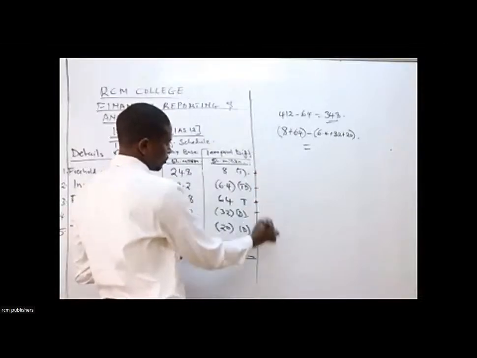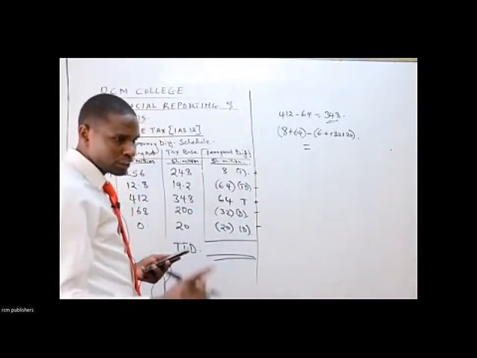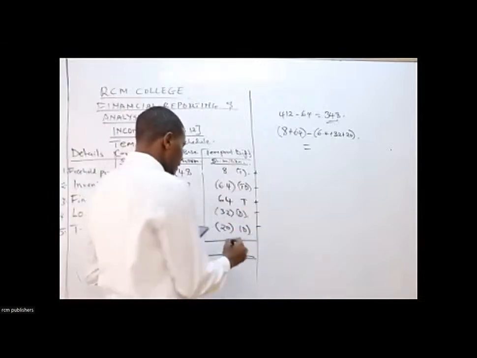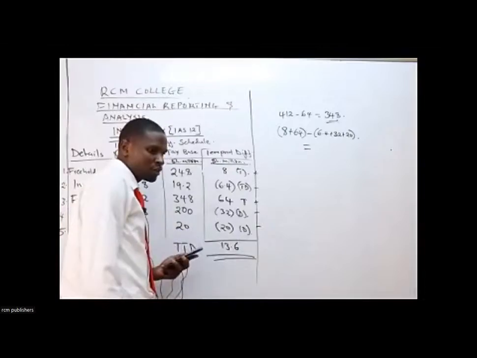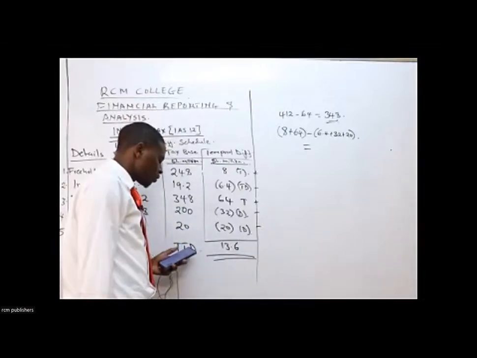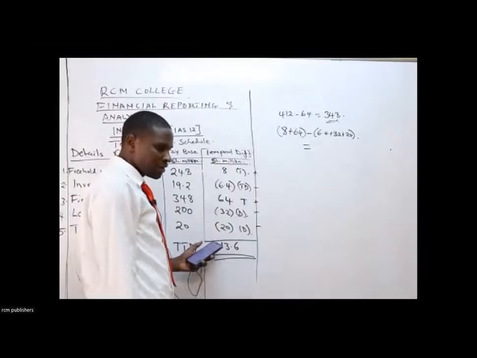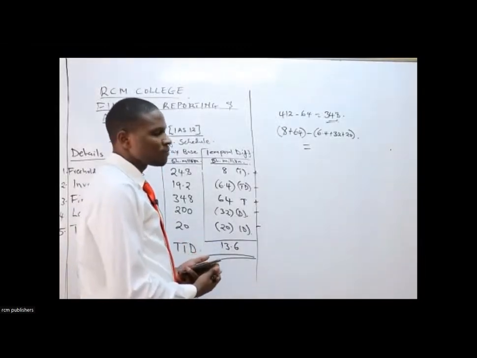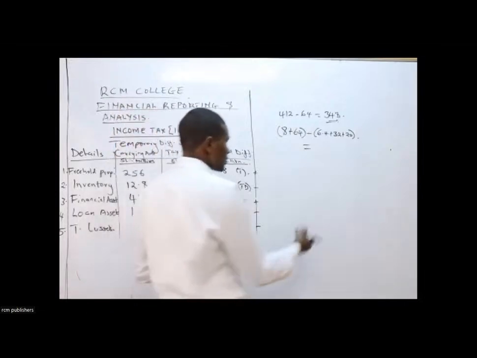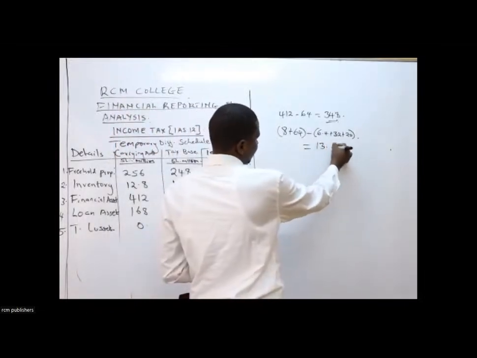Hapa ni kuongeza. How much are you getting? 13.6. Yes, Sheila, I may confirm that it is 13.6 million. 13.6 million, that is our total temporal difference. Now, due to this difference, we arrive to what? To the deferred tax. So this is the one that will assist us to get to our deferred tax.